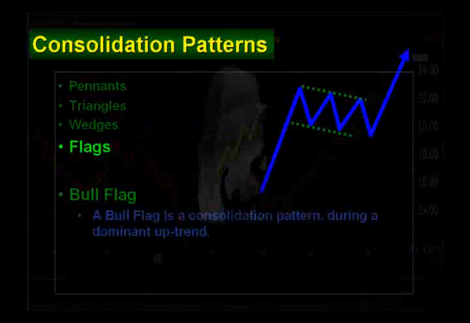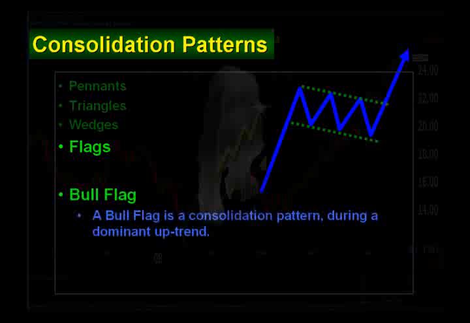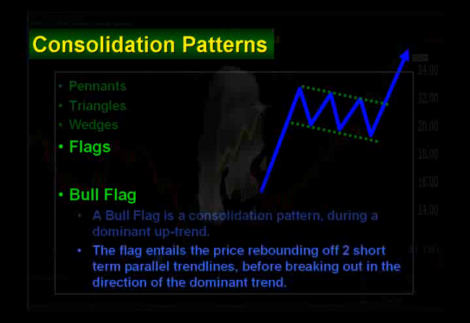The next pattern we're going to look at is consolidation patterns. Consolidation patterns include pennants, triangles, wedges. They also include flags. What you see on the screen is what a flag basically looks like in an idealized scenario. A bull flag is a consolidation pattern during a dominant uptrend. The flag entails the price rebounding roughly off two short-term parallel trend lines before then breaking out in the direction of the dominant trend. And the direction of the dominant trend on this diagram is upwards.